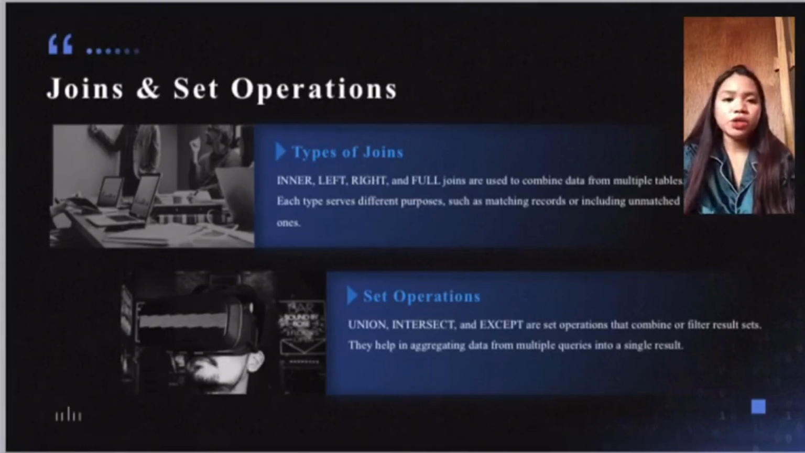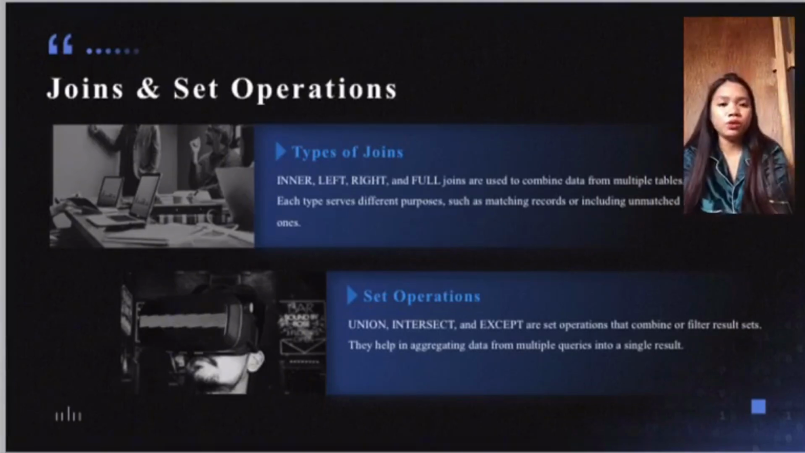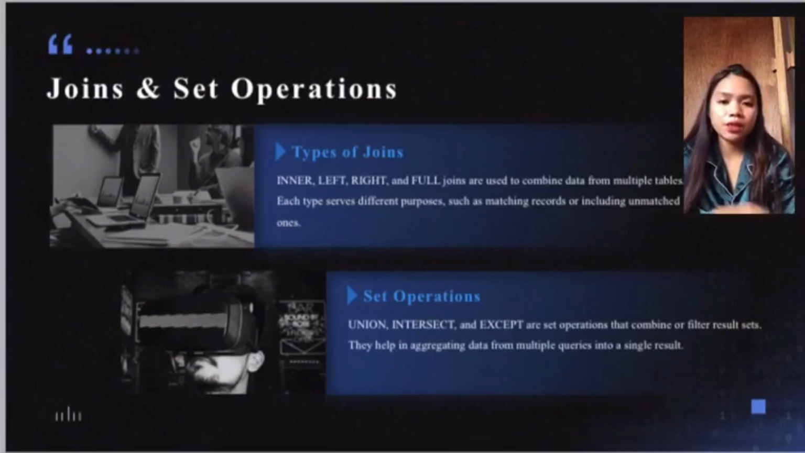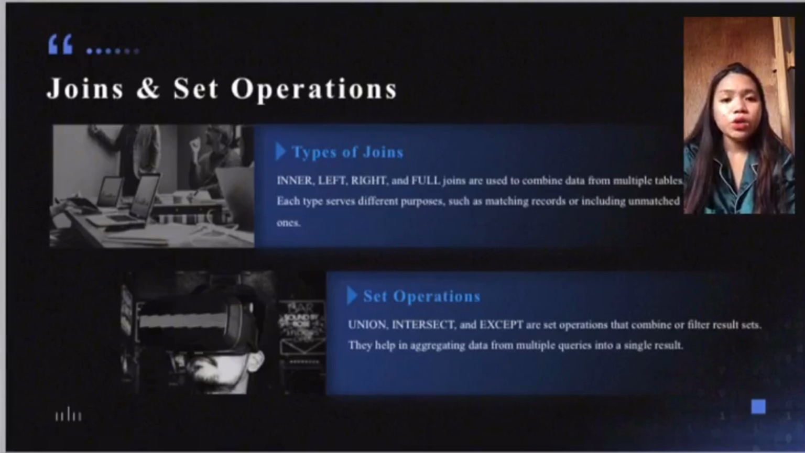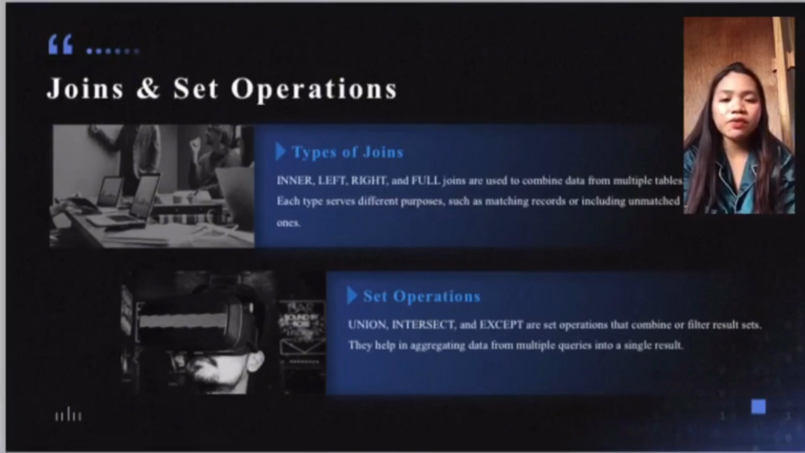In set operations, these are union, intersect, and except. They help combine or filter result sets from different queries. Union combines the results of two select statements, removing duplicates. For example, you could combine a list of active students with a list of alumni to get a full list of everyone who has ever attended the school.